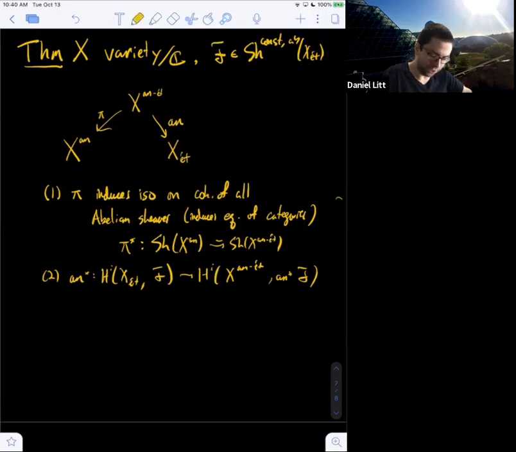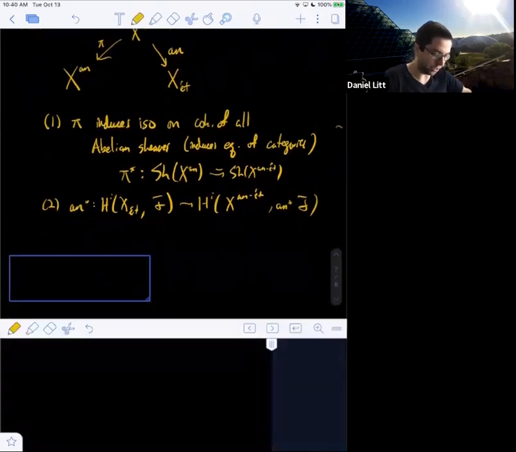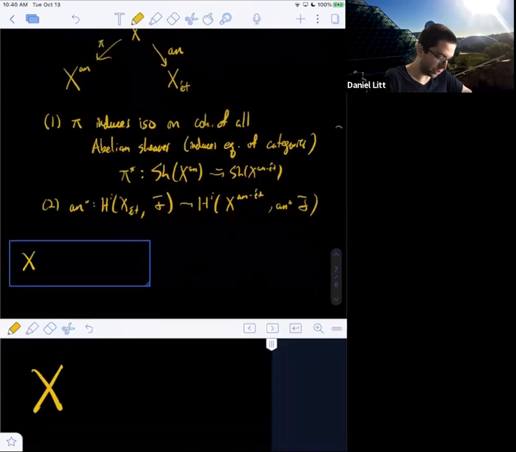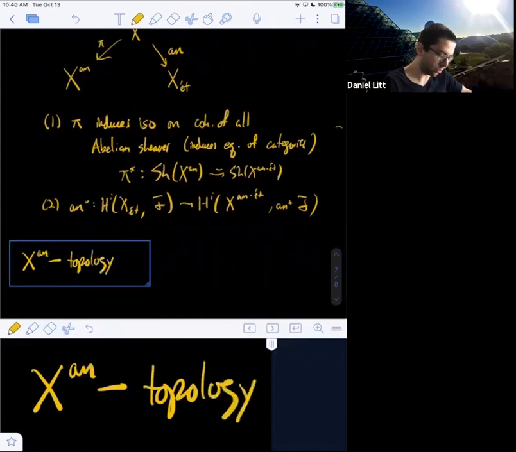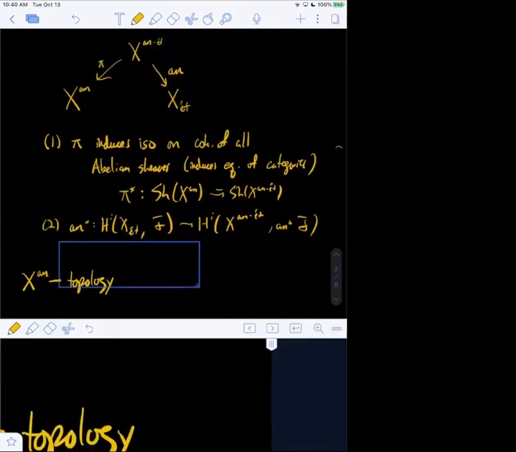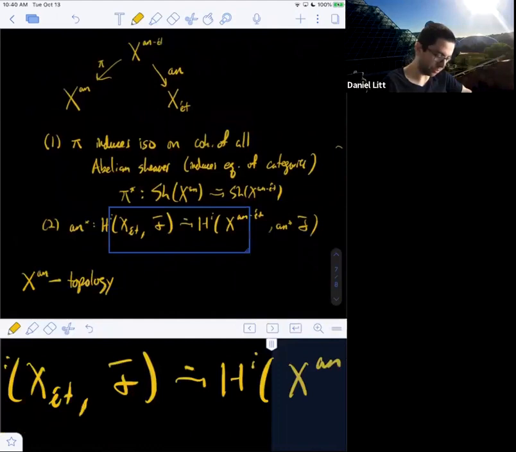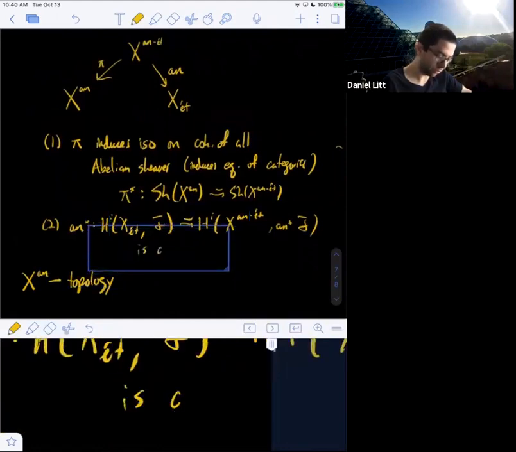Okay, so I have to tell you what these sites are. So first of all, what's Xn? So this is just the usual topology. Is 2 an isomorphism? Oh yeah, sorry, it's an isomorphism. Yeah. Thank you.